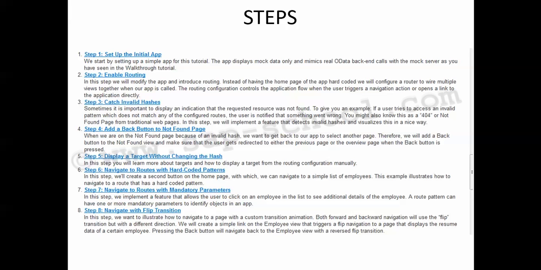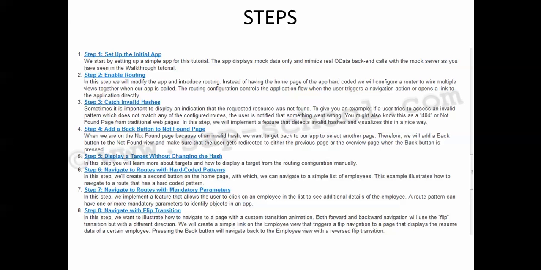Then navigate to the routes with the hard-coded patterns. So in this step we'll create a second button on the home page with which we can navigate to a simple list of employees. Then we have navigate to the routes with the mandatory parameters. So in this case, we implement a feature that allows the user to click on an employee in the list to see the additional details of the employee. A route pattern can have one or more mandatory parameters to identify the objects in an app.